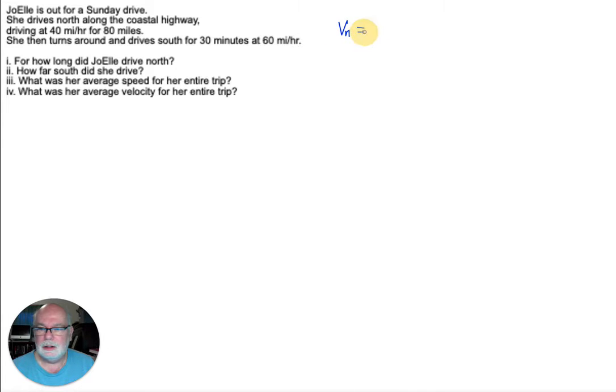So when I start working on problems like this, one of the first things I want to do is write down the information that I know. And so we're going to say driving north. Her velocity north is equal to 40 miles per hour. And we also know that her displacement north, or her distance north, is equal to 80 miles. We're really talking speeds here, but we're going to use V for that.